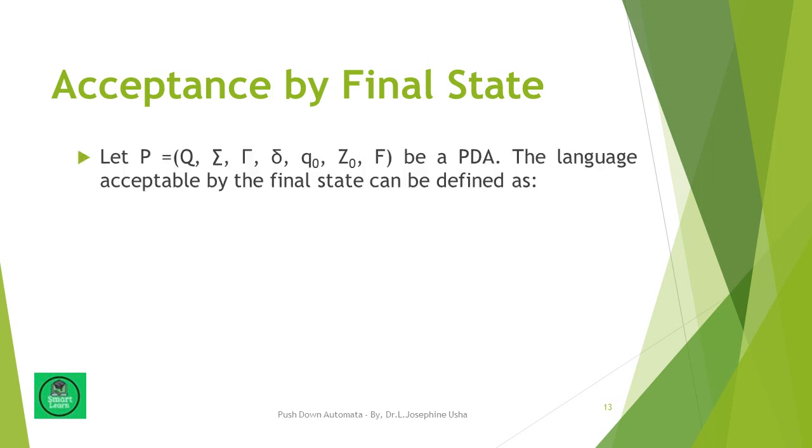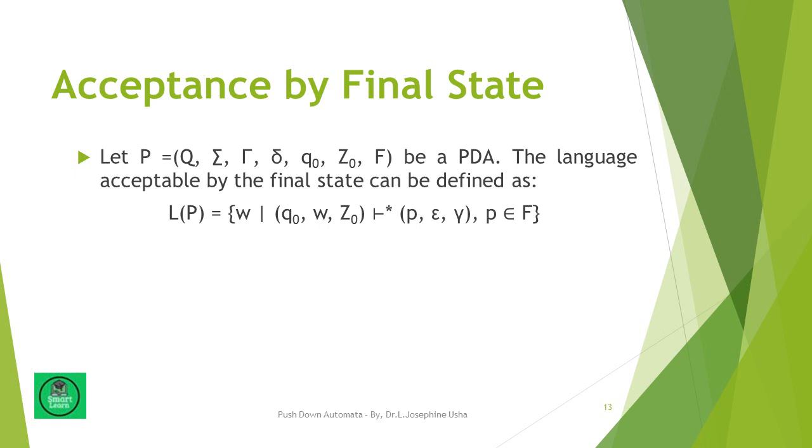First is acceptance by final state. Consider we have a pushdown automata P, which can be defined using 7 tuples. The language accepted by final state can be defined as L(P), which is equal to the set of strings W such that you start from the start state Q0 with the initial stack content Z0, and after reading all the symbols in W, it reaches one of the states in the final state set F.